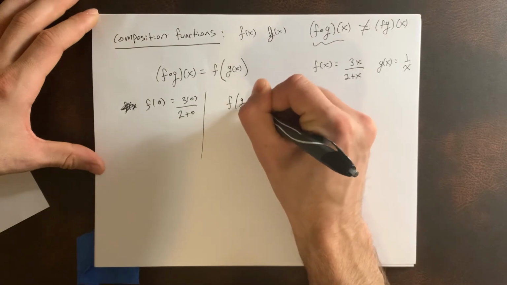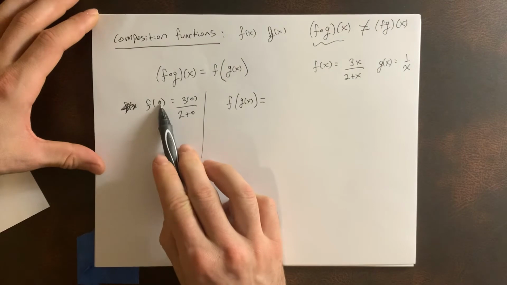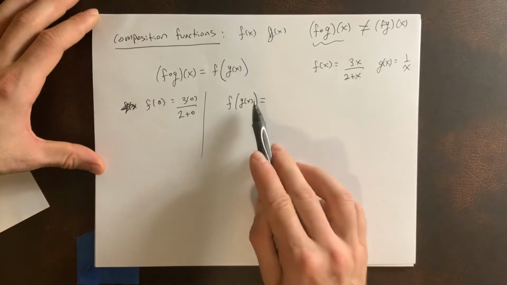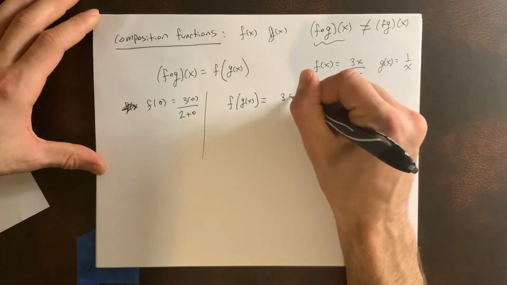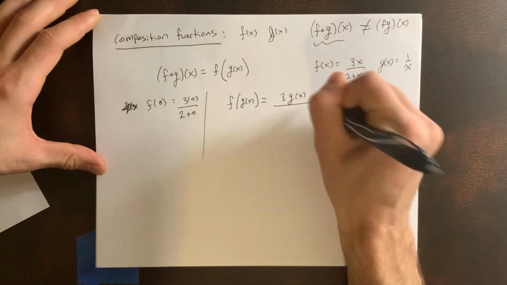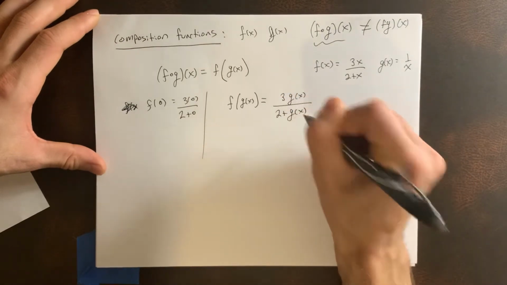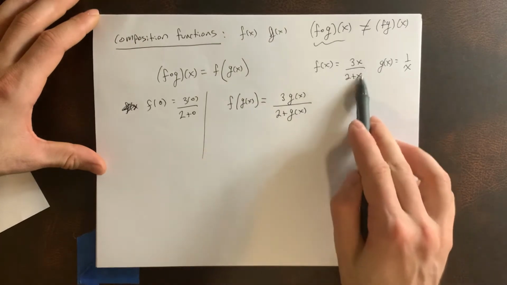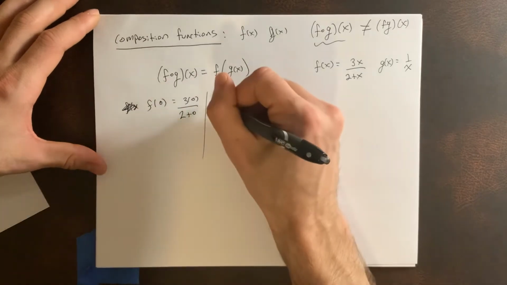f of g of x. So just like before, if we're plugging in a 0, we plug a 0 in the top for this x and a 0 right here for this x. Now we're just going to plug a g of x in. So this is going to be 3 times g of x all over 2 plus g of x. All we're doing here is plugging g of x inside of f, so we're replacing these x's with g of x's. And so this right here, let's write that. This is f.